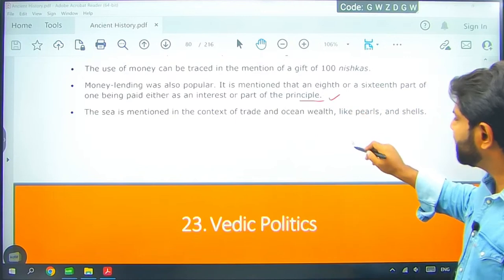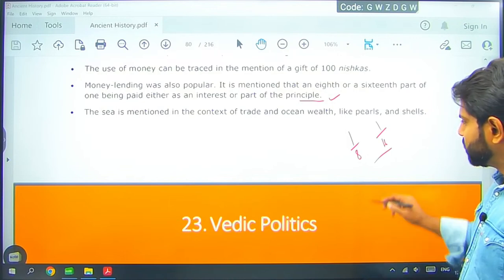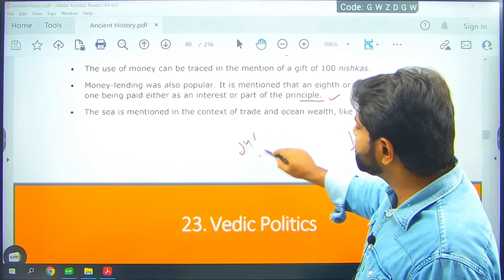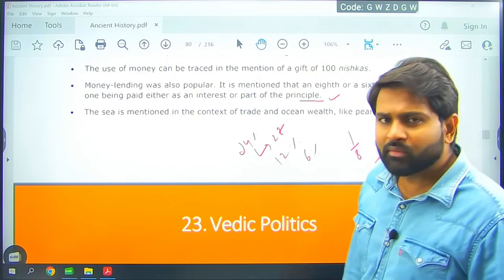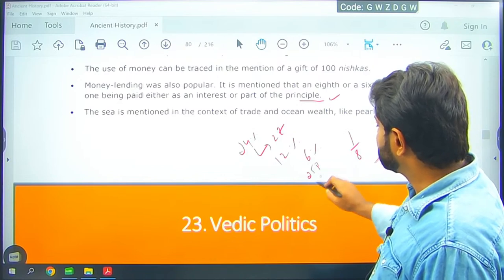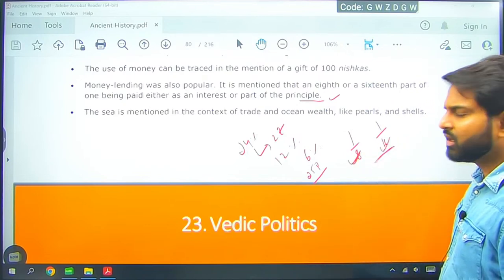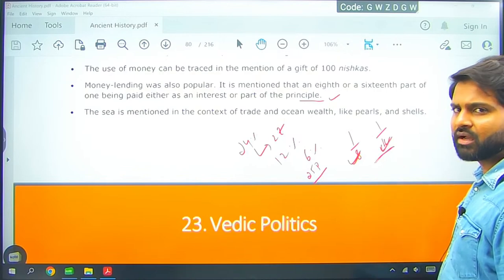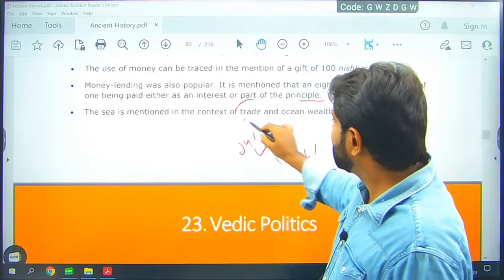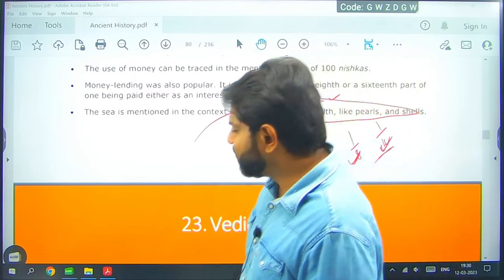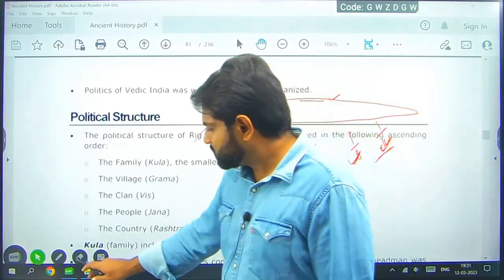It is mentioned that 1/8 or 1/16th part of one was paid as interest. If you say now, 24% is 2 rupees interest, 1 rupee means 12%, and 25 paisa means 6%. So in and around 40 paisa, or 1 rupee 50 paisa, was given likewise as the interest rates then. The sea is mentioned in the context of trade, and the ocean is considered a wealth from which they brought out pearls and shells, which they used in different ornaments and decorations.